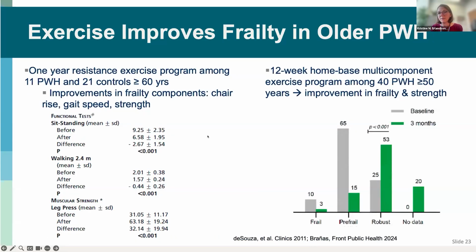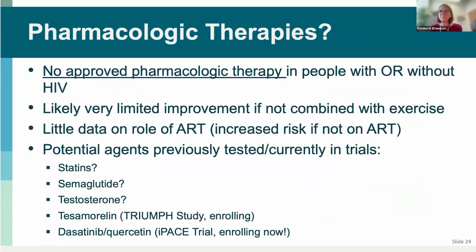This was in an older population, 60 and older in Brazil, that similarly saw significant improvements in frailty components, such as time to rise from a chair and gait speed, and a similar increase in the proportion of individuals who were robust in a home-based exercise intervention just over 12 weeks in Brazil.